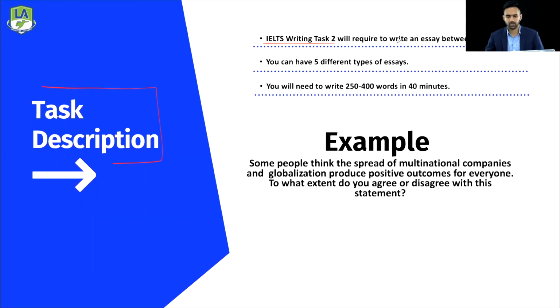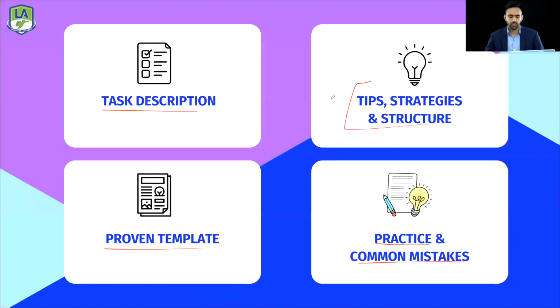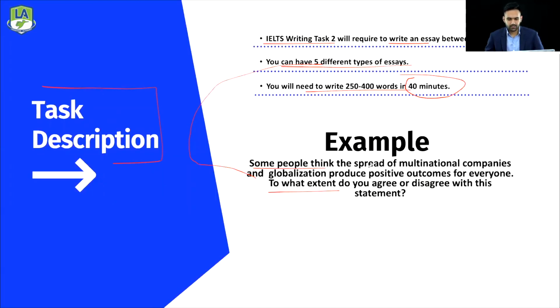IELTS Writing Task 2 will require you to write an essay of somewhere between 250 to 400 words. You'll have five different types of essays, and "to what extent do you agree or disagree" is one of these. You'll need to write 250 words in 40 minutes. Remember this. An example is: some people think the spread of multinational companies and globalization produce positive outcomes for everyone. To what extent do you agree or disagree with the statement? It means we need to take a stand and then provide the reason: if I'm saying globalization is good for everyone, why it is, and if I'm saying it is not, why it is not.